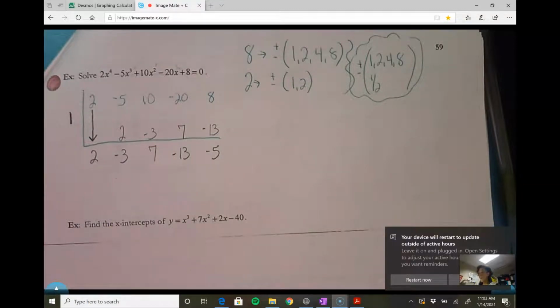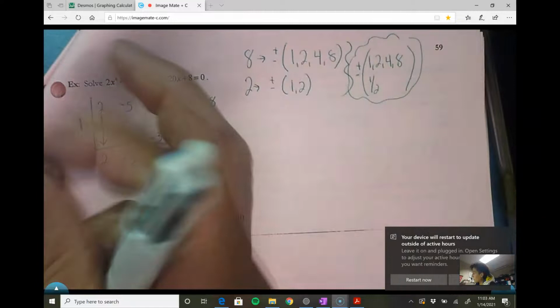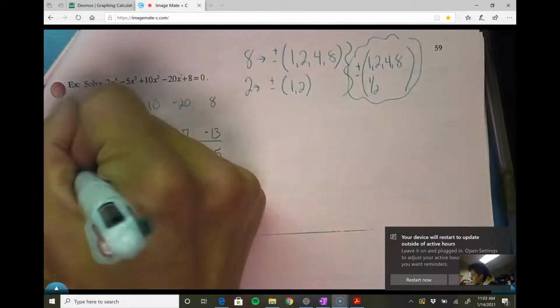So what I'm going to do now is switch to a number that I already know does work. So as it turns out in this list, I know that 2 works. So I'm going to write this much smaller here.